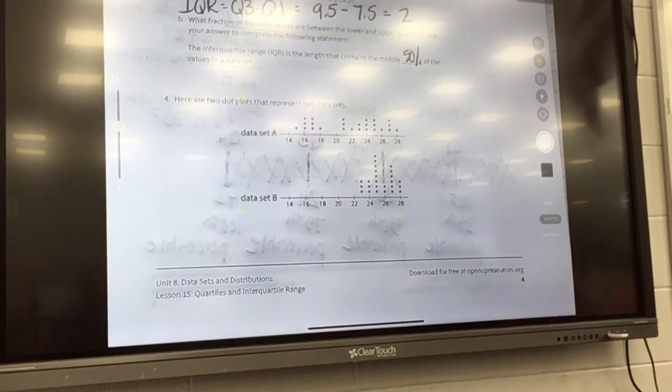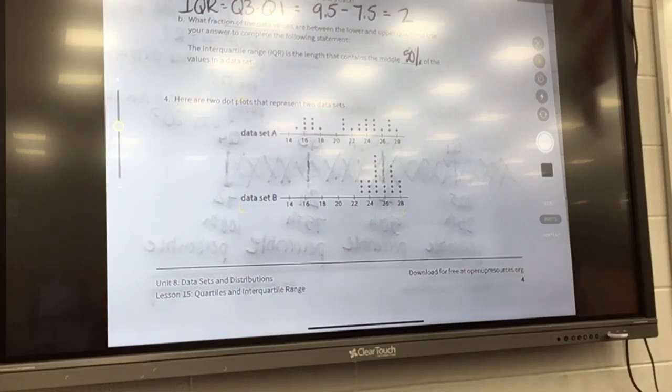All right, so who is brave enough to tell me why they think it's data set B? I'm not taking no answers from you guys. Elijah, why do you think it's data set B? Just because everybody else stood up? What do you notice about your data? Is it closer together or is it further spread out? Closer together. Exactly. That is why the IQR for data set B is smaller.